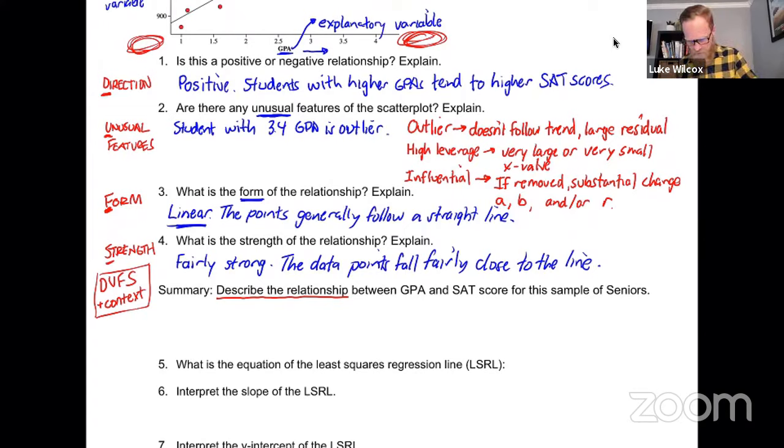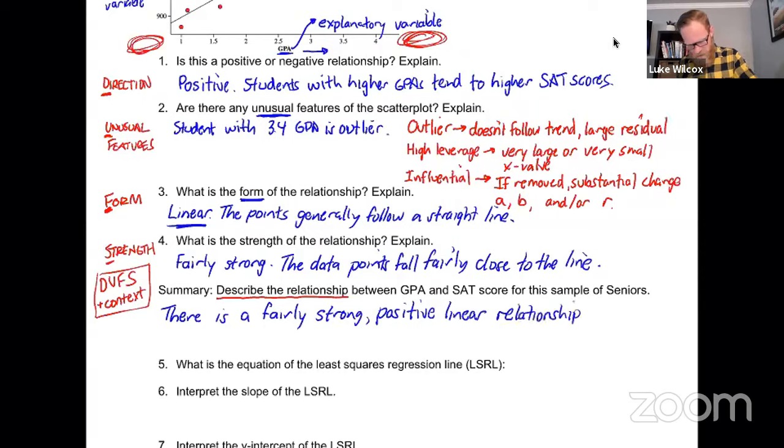Okay, so here we go. Here's my best attempt. Describe the relationship between GPA and SAT. There is a fairly strong positive linear relationship between GPA and SAT with one outlier at a GPA of 3.4.